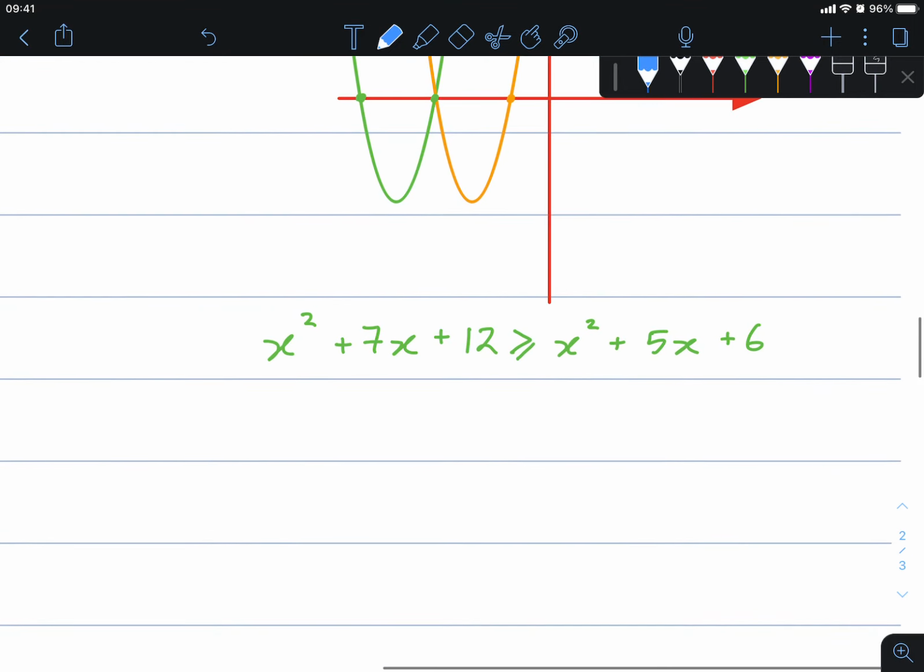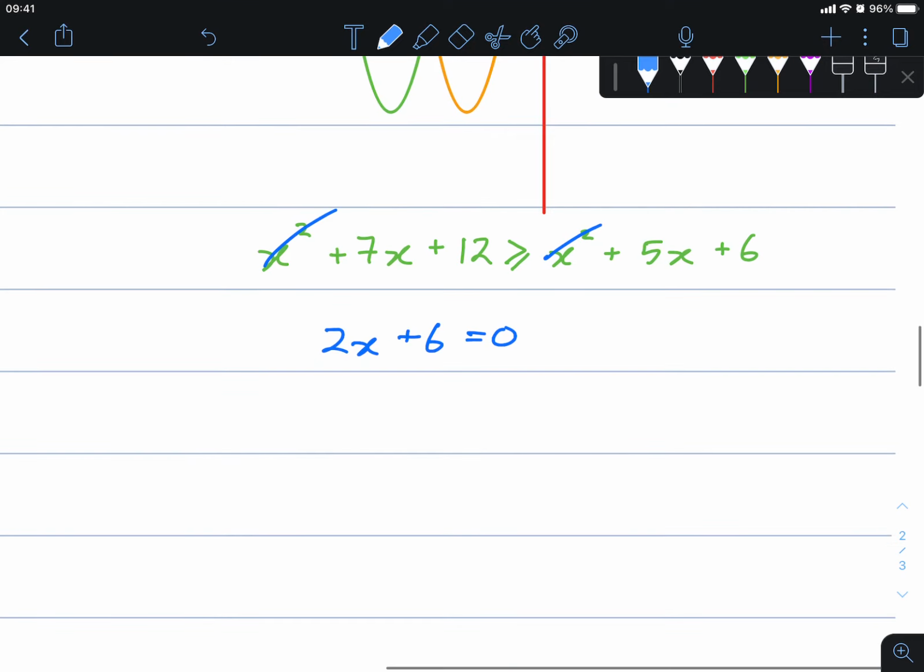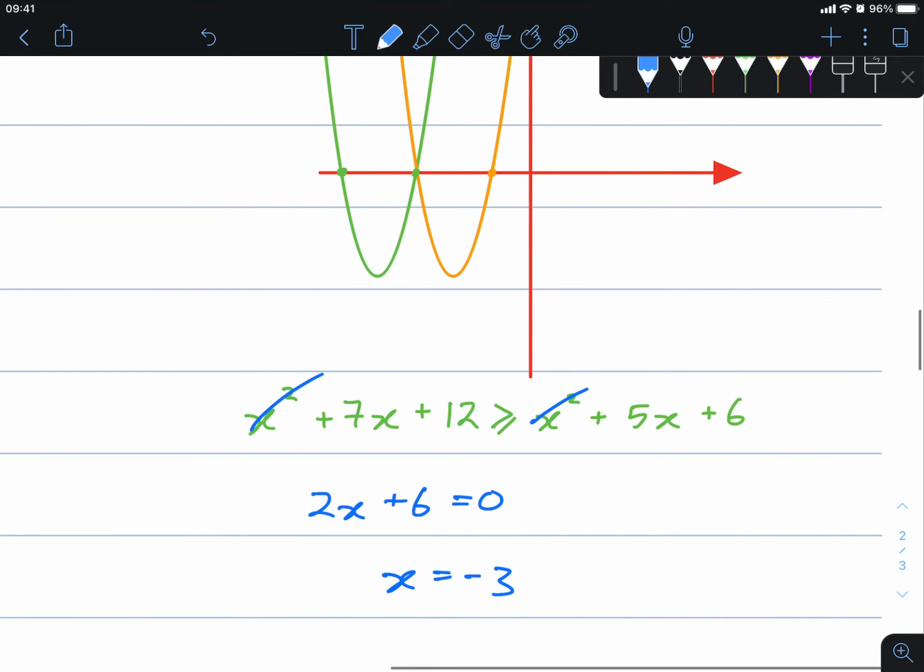So here we go, just moving everything to one side. These two cancel. 7x minus 5x is 2x. 12 take away 6 is 6. Is equal to 0. We can solve this. x is equal to negative 3. So that point there is negative 3.